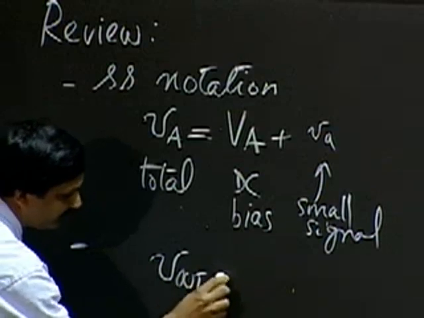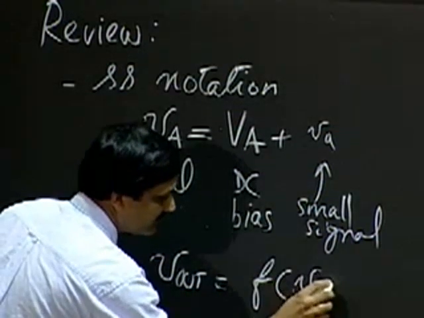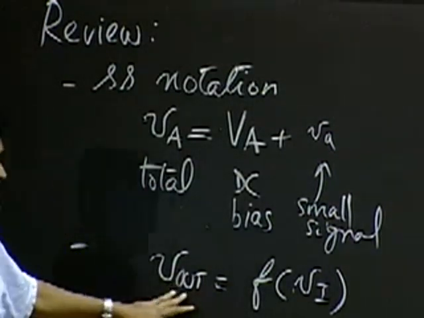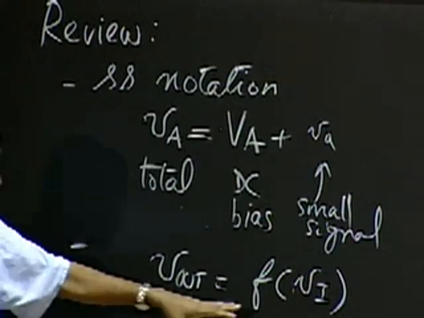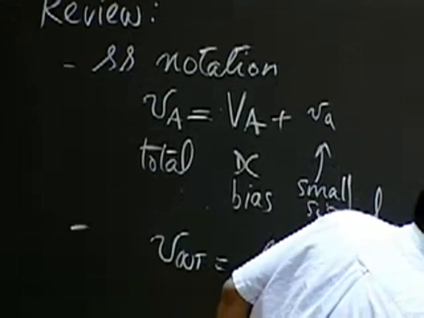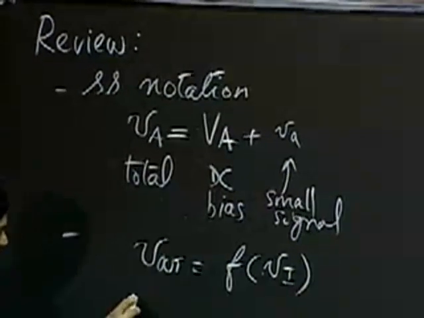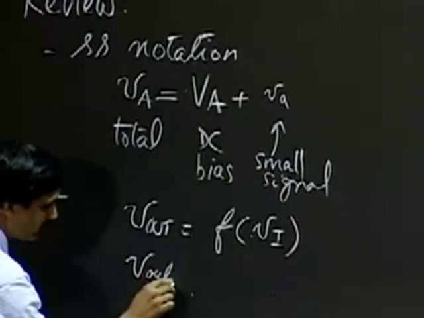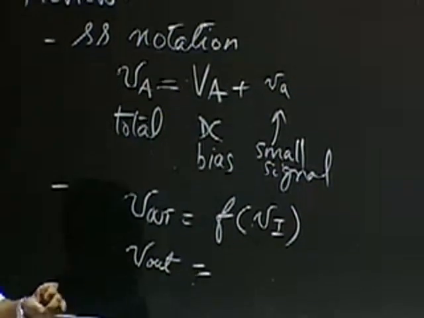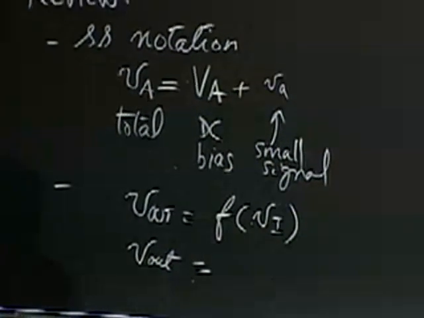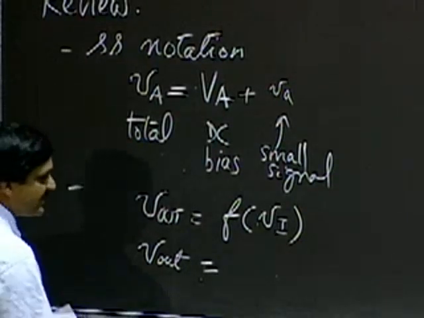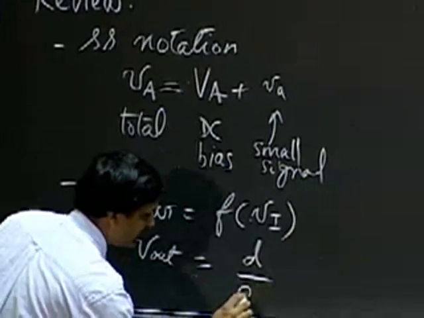In general, if you have some variable of interest in the circuit, say a total variable V out, let's say it relates to some input variable as f of Vi. So mathematically, we can find out V out by simply finding the slope of this function at the operating point and then multiplying it by the incremental change in the input. Good standard math.